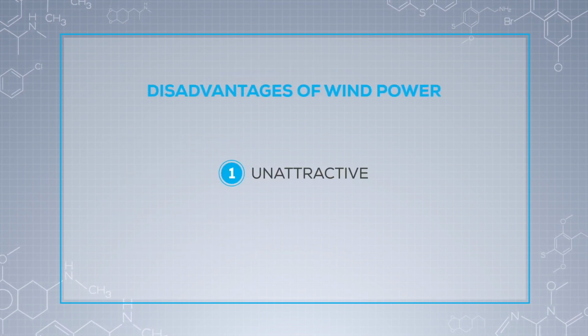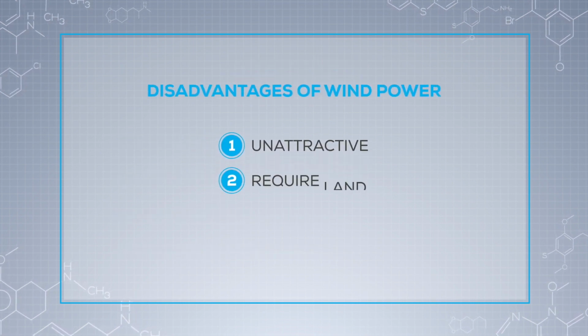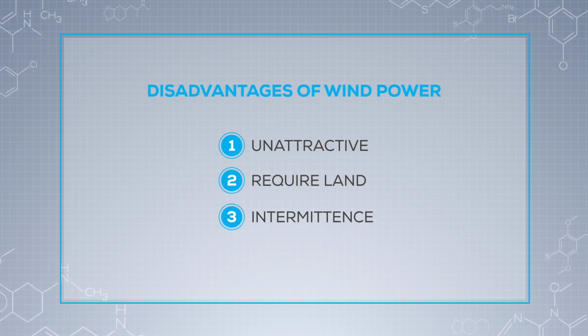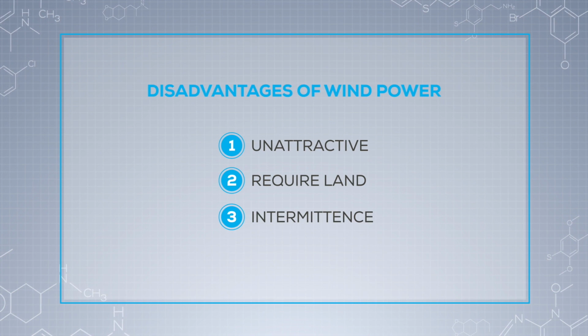The disadvantages are that wind farms can be unattractive on a hillside, and they take up a good deal of land. Their most serious disadvantage, however, is their intermittence. Wind can be inconsistent and unpredictable at times.